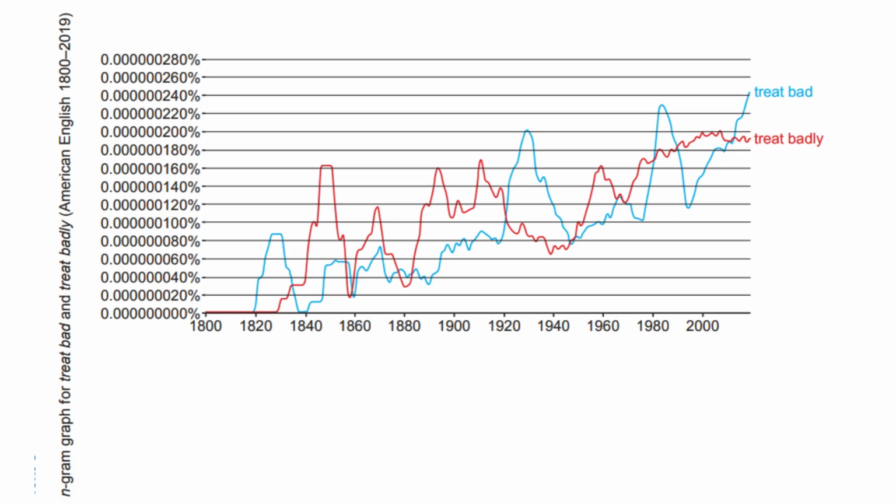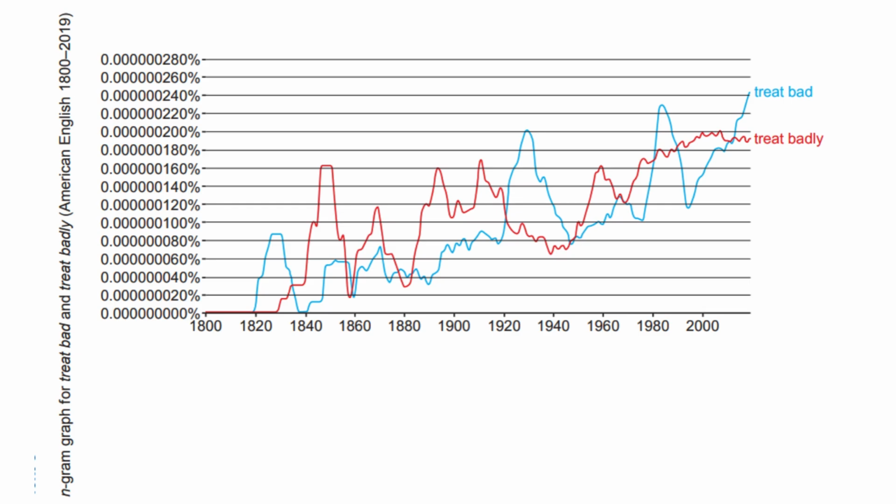This n-gram graph is representing the frequency of the phrases treat bad and treat badly over time, spanning from 1800 to 2019. The blue line representing treat bad shows a significant rise in frequency throughout the 20th century. It starts relatively low in the early 1800s and steadily increases until it peaks around the late 20th century.